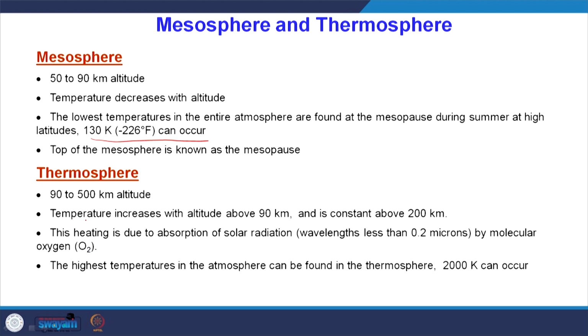Thermosphere is the region above, or the topmost layer. Temperature increases with altitude above 90 kilometers and is constant above 200 kilometers. The heating is due to the absorption of solar ultraviolet radiation by molecular oxygen. Now, I forgot to mention why it is that the thermosphere is very hot.